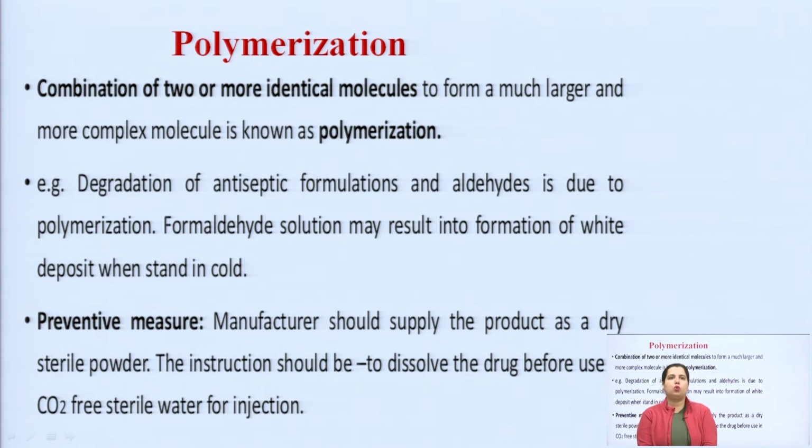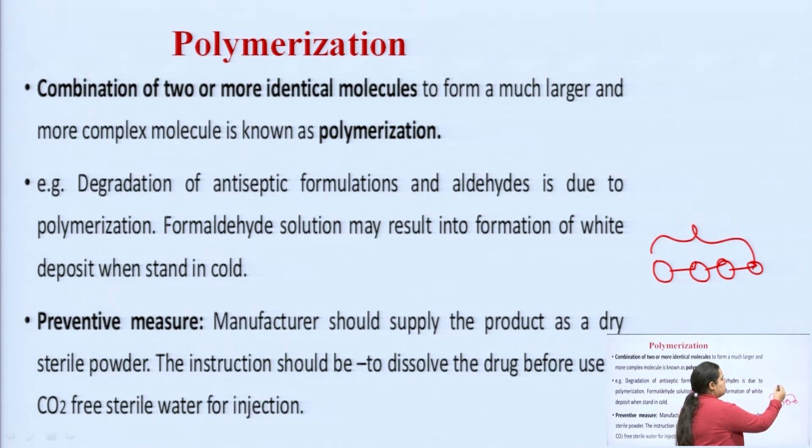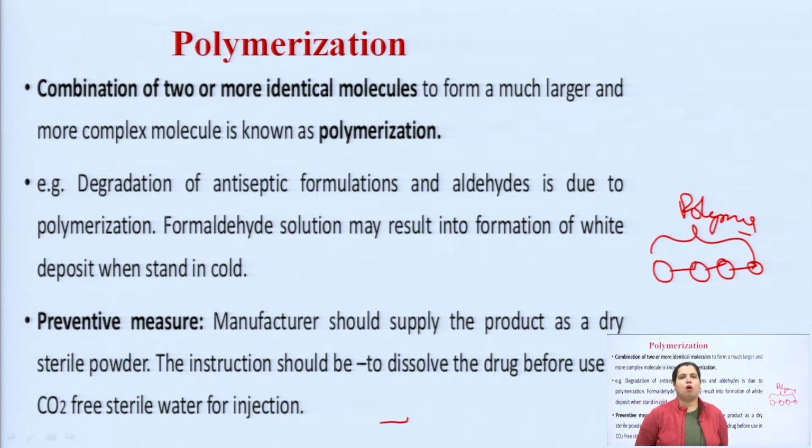Polymerization is the combination of two or more identical molecules to form a much larger and more complex molecule. A polymer is basically a multi-branched chain of monomers. When monomers interconnect, these structures are known as polymers. So, polymerization is the combination of two or more identical molecules to form a much larger and more complex molecule called a polymer.